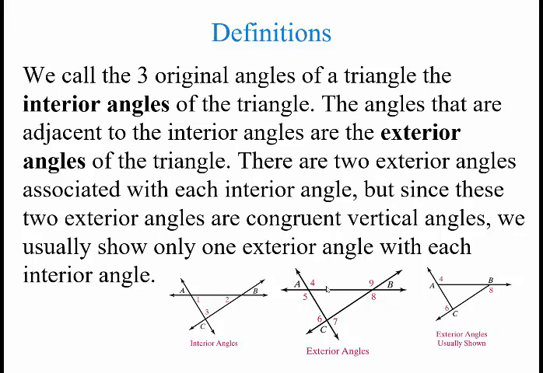All right, so some definitions. We call the three original angles of a triangle the interior angles of the triangle. The angles that are adjacent to the interior angles are the exterior angles of a triangle. And you can see right down here, I have this triangle embedded here. The interior angles are the inside parts.